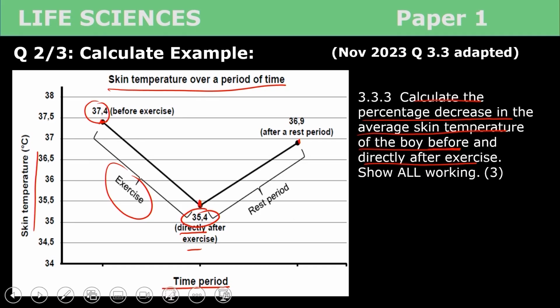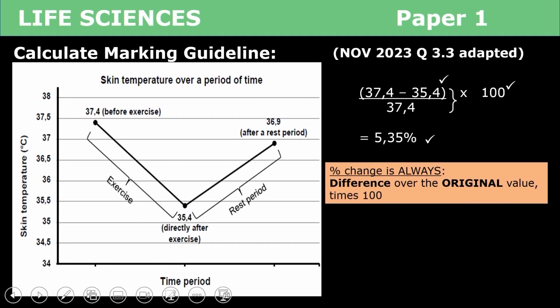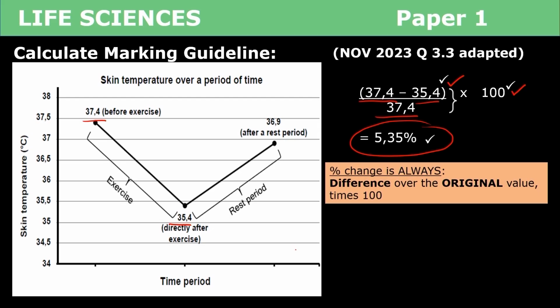So you must show all your workings. You get the difference, so it's going to be this minus that, 37.4 minus 35.5. Then we divide by the original value, then we multiply by 100. Can you see those marks? That's a mark there, that's a mark there. So if you forgot your calculator, you'll only lose this mark, but you'll still be able to get the 2 marks for the correct method.